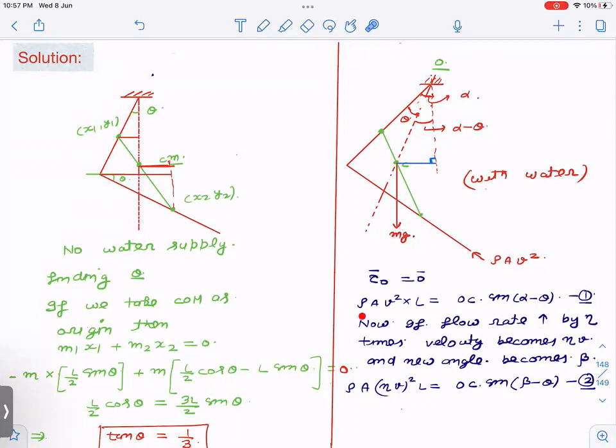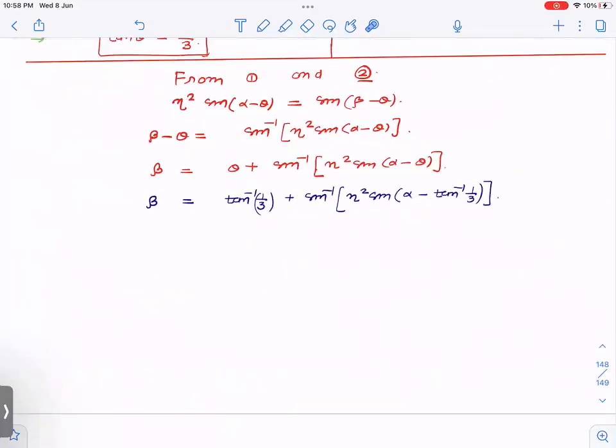So what will this equation be? Same equation. V becomes eta V, right? OC remains OC only, because that is the distance between this point and this point of the structure. And the new angle is beta, so sine beta minus theta. That's it. So from these two equations, we will get the answer in the format given in the book.